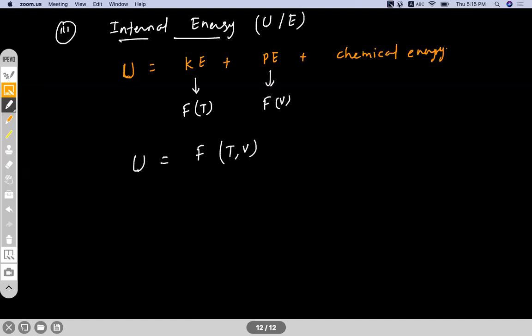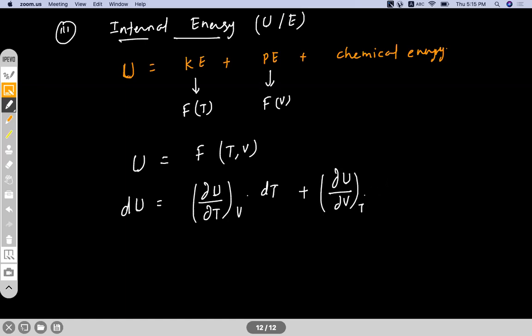Right? So if I find out dU, the change in internal energy, this is equal to dou U by dou T at constant volume into dT plus dou U by dou V at constant temperature into dV.